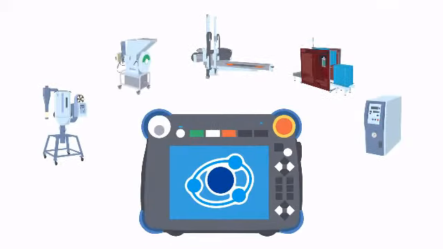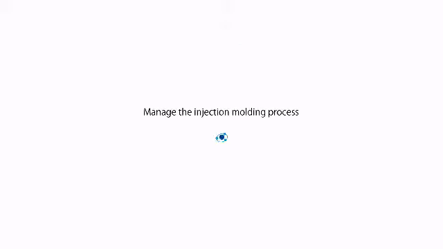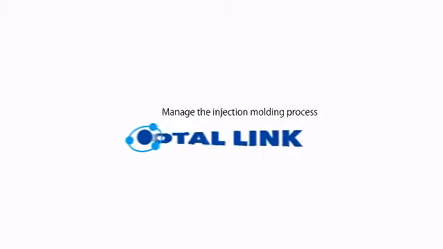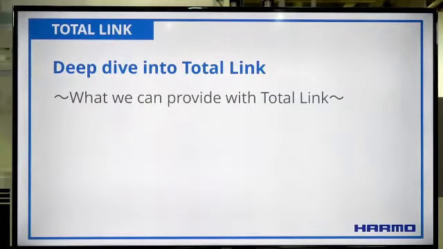HARMO's Total Link is managing and setting peripheral equipment all together. Total Link is to solve problems in process of injection molding as a whole. Manage the whole process of injection molding with Total Link. We will introduce what Total Link can do more under the theme of deep dive into Total Link.